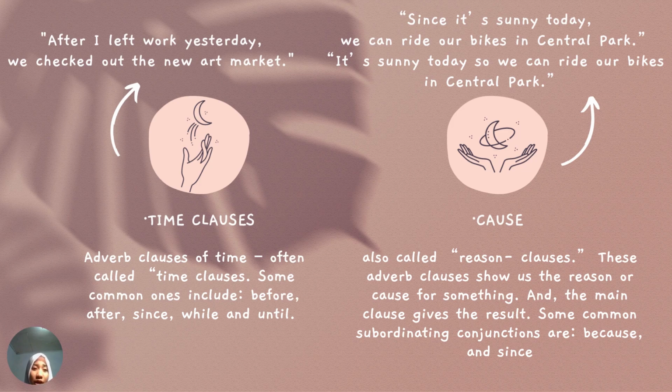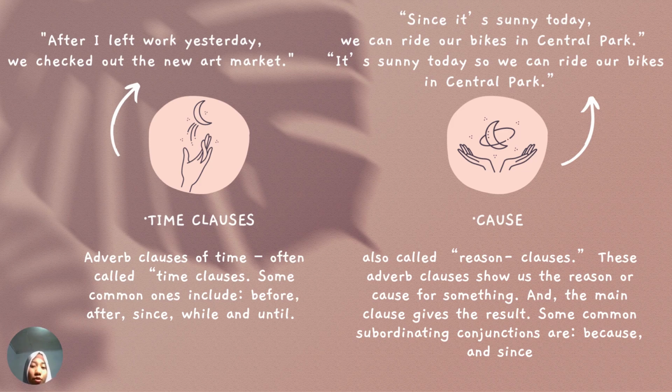After I left work yesterday, we checked out the new art market. We analyze that the time clause is after I left work yesterday. The subject is I, and the verb is left, and the main clause is we checked out the new art market. The subject is we, and the verb is check out. And most adverb clauses keep the same meaning when the position of the adverb clause and main clause are changed in a sentence.